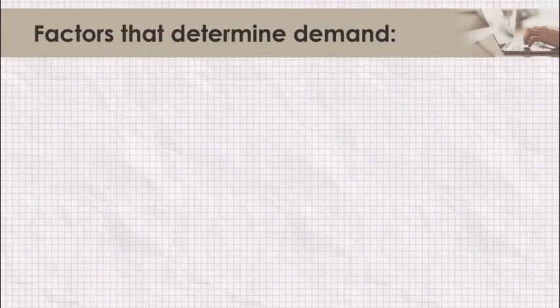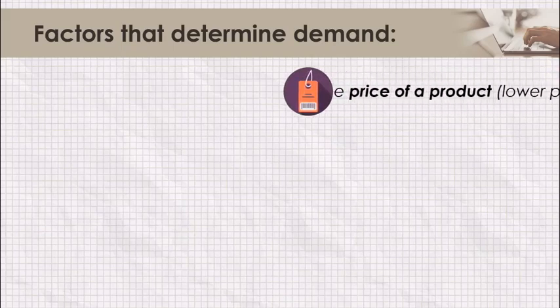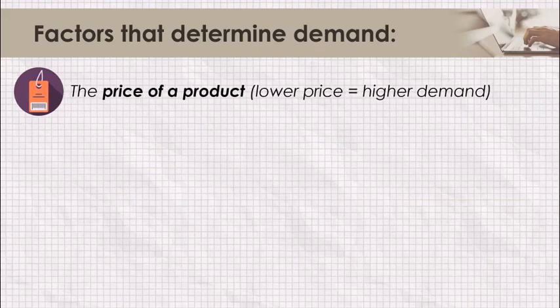The demand, or the amount of products that you want, is determined by a number of factors. Some of them are quite obvious. Some of them will need some explaining, but it's fairly logical. The first one is the price of a product.